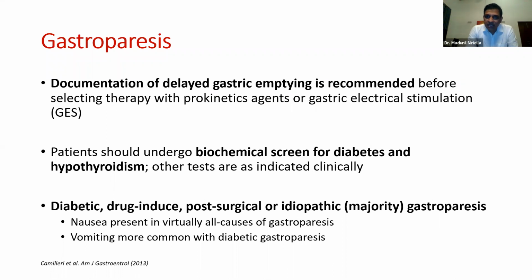Documentation of delayed gastric emptying is recommended before prescribing therapy, either pharmacological or non-pharmacological. Patients should undergo biochemical screening for diabetes and hypothyroidism and other tests as indicated clinically. Of the causes of gastroparesis, the majority are idiopathic, and some of them may be diabetic, drug-induced, or post-surgical. Nausea is present in virtually all patients with gastroparesis. Vomiting is most common with diabetic gastroparesis.